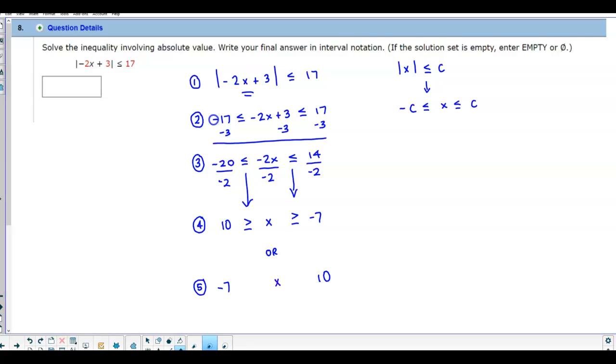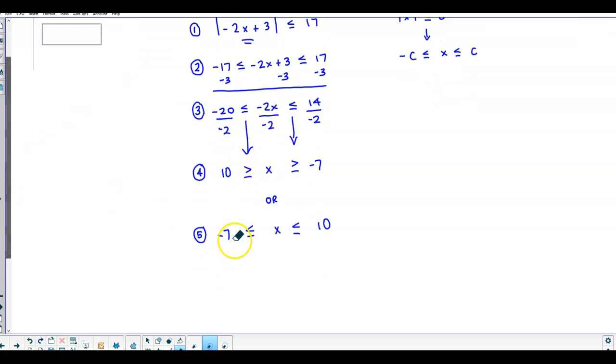Now, keep in mind here that the arrow is pointing towards the negative 7, so we want to make sure that the arrow is pointing towards negative 7. And the same thing with x. So now this statement is going to be read as negative 7 is less than or equal to x, which is less than or equal to 10.